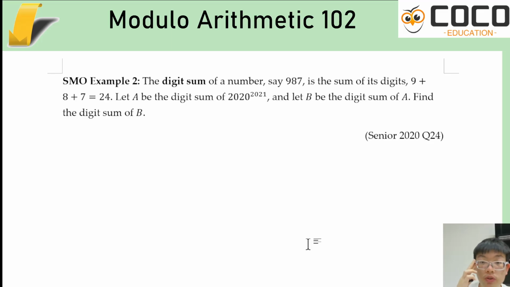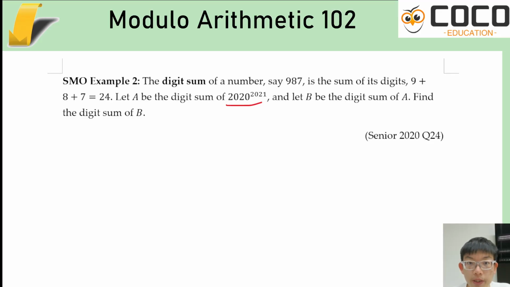So here we are told that we want A to be the digit sum of this, B to be the digit sum of that, and then find the digit sum of B. This at first glance seems like a very difficult question, because 2020 to the power of 2021 is very big. But before I do anything else, let me just think about how big is actually the digit sum of 2020 to the 2021, and the digit sum of that, and the digit sum of that. Is it really that big? Well, the answer is surprisingly no.